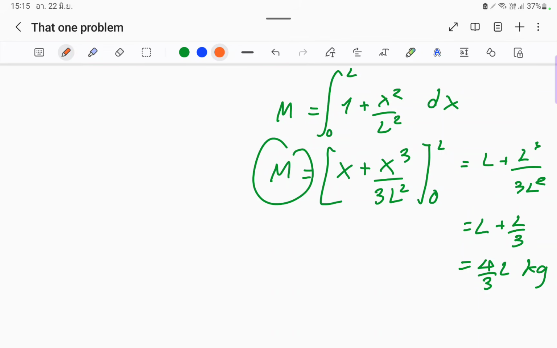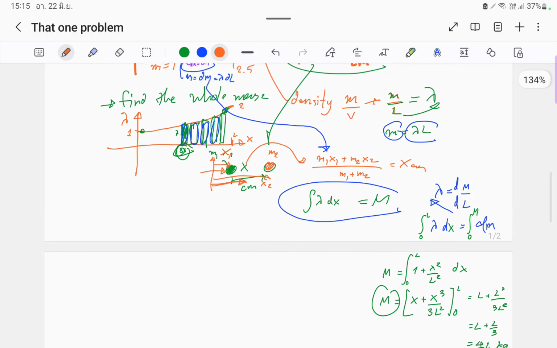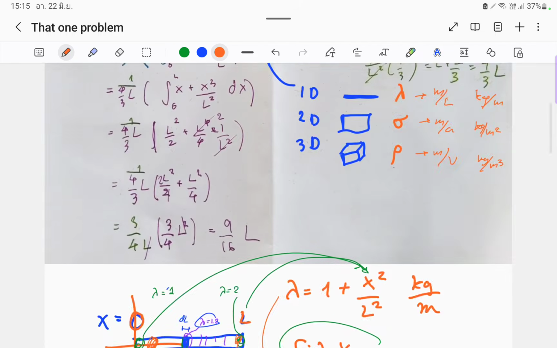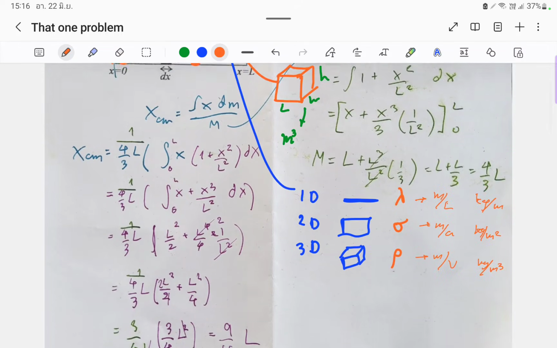But I'm so lazy, so I didn't write any of the units here, but at the end, whatever, I got the mass of this whole rod is equal to 4/3 L. Yeah, you got this? I'm sure you got this, you are smart. And is this the same? Yeah, this is the same as what I got in class, which is nice.